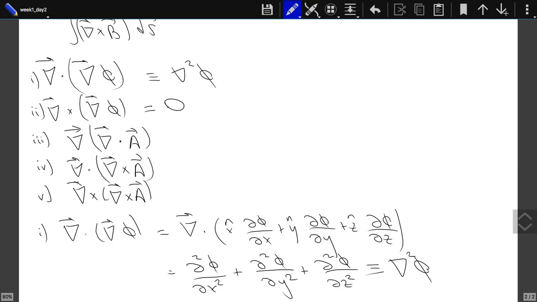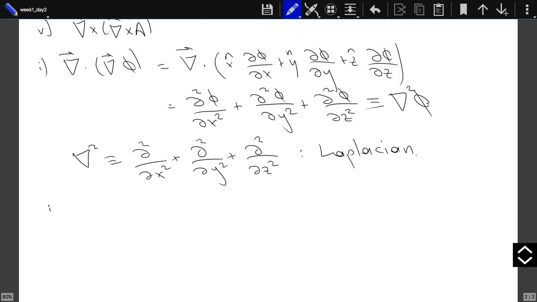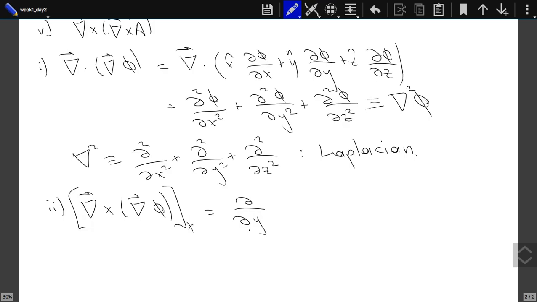Let's try to see that it is actually 0 explicitly. For that one, I will be explicit. Curl of the gradient of phi. Let's look at one of the components, the x component. We have two vector products. The x component is the y component of the first one times the z component of the other one, minus the z component of the first one times the y component of the second one.